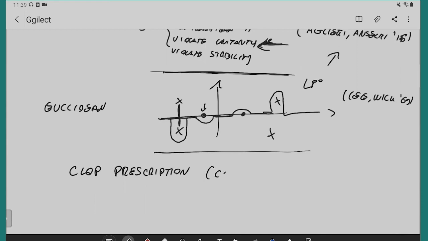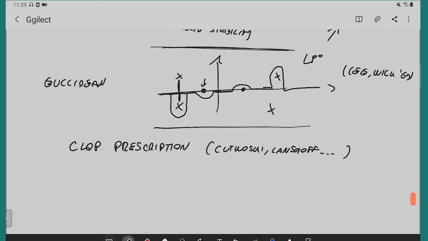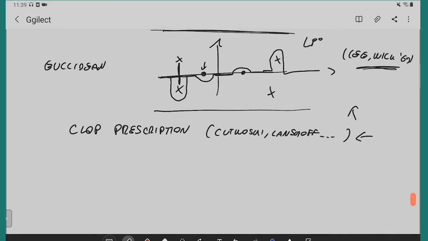This comes from Cutkosky, Landshoff, and I don't remember the other two people, sorry. But they claim they fix all the problems using this prescription. Although even Lee and Wick realized that if you go to 2 loops or 3 loops, then you might have some inconsistencies. But then we proved in 2017 that these Lee-Wick theories with the CLOP prescription are inconsistent.